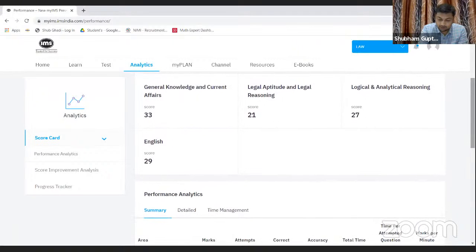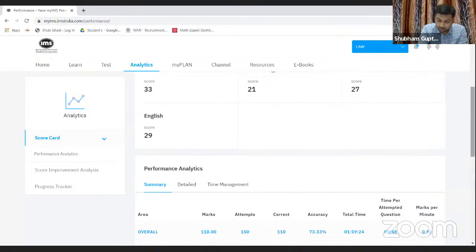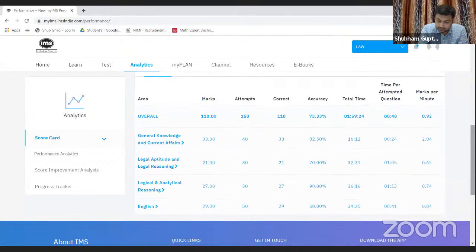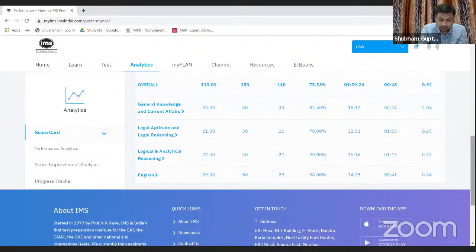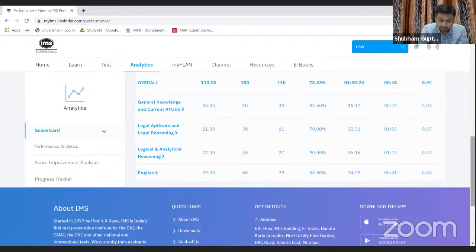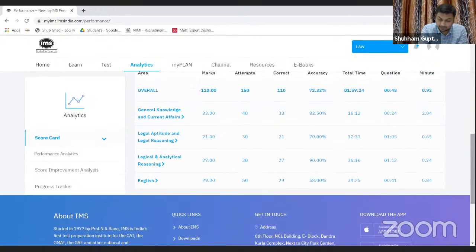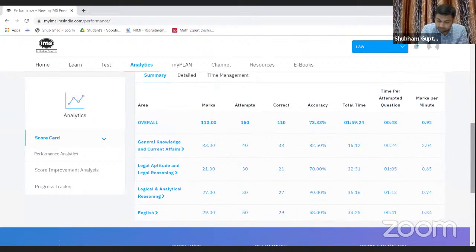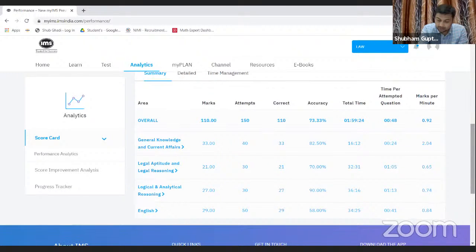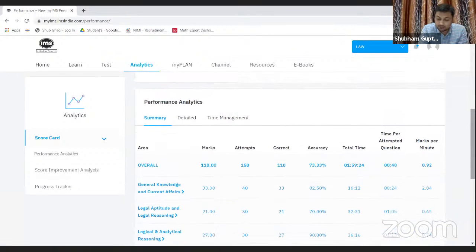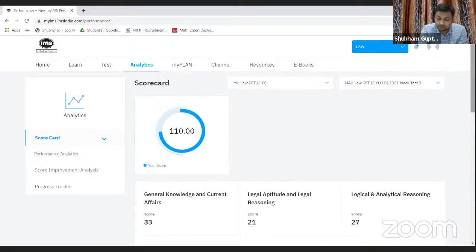So can you see I was very good with general and logical reasoning, and I was very bad with verbal, and I did a decent job with law. You can see I have given only 16 minutes to general knowledge, where I was explaining it to you guys. I was very bad with verbal, where I could only score 58% accuracy. But general knowledge, because it was more of current affairs, that's why I could score even this much.